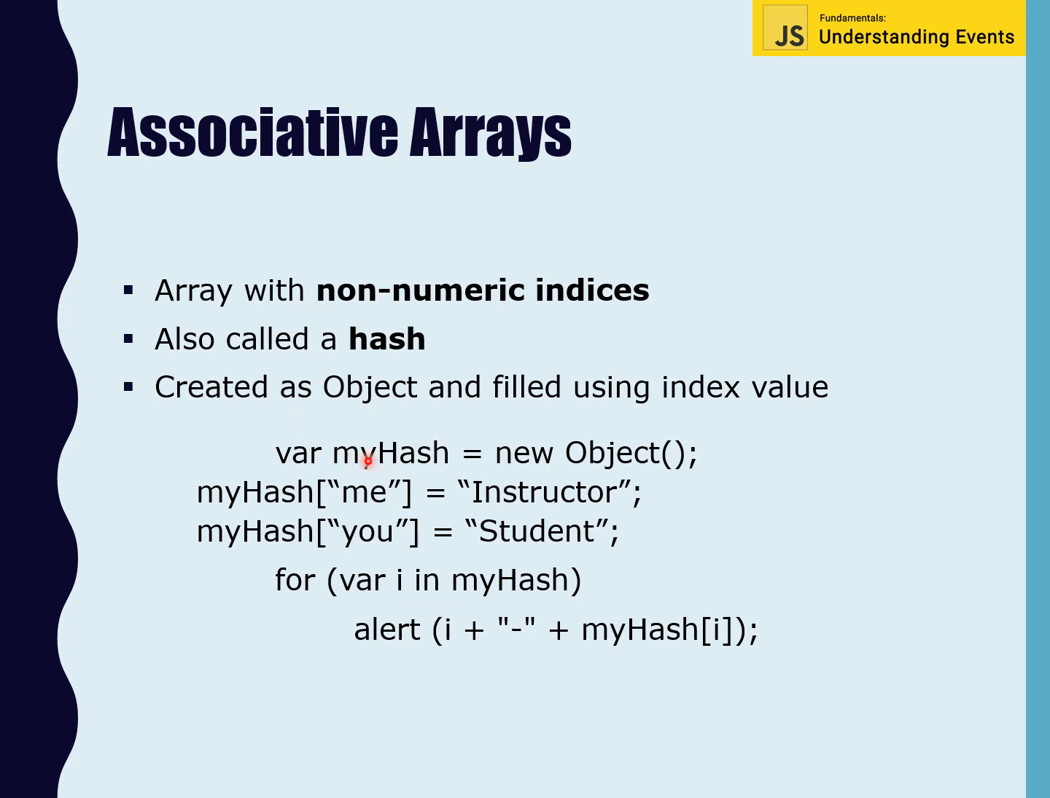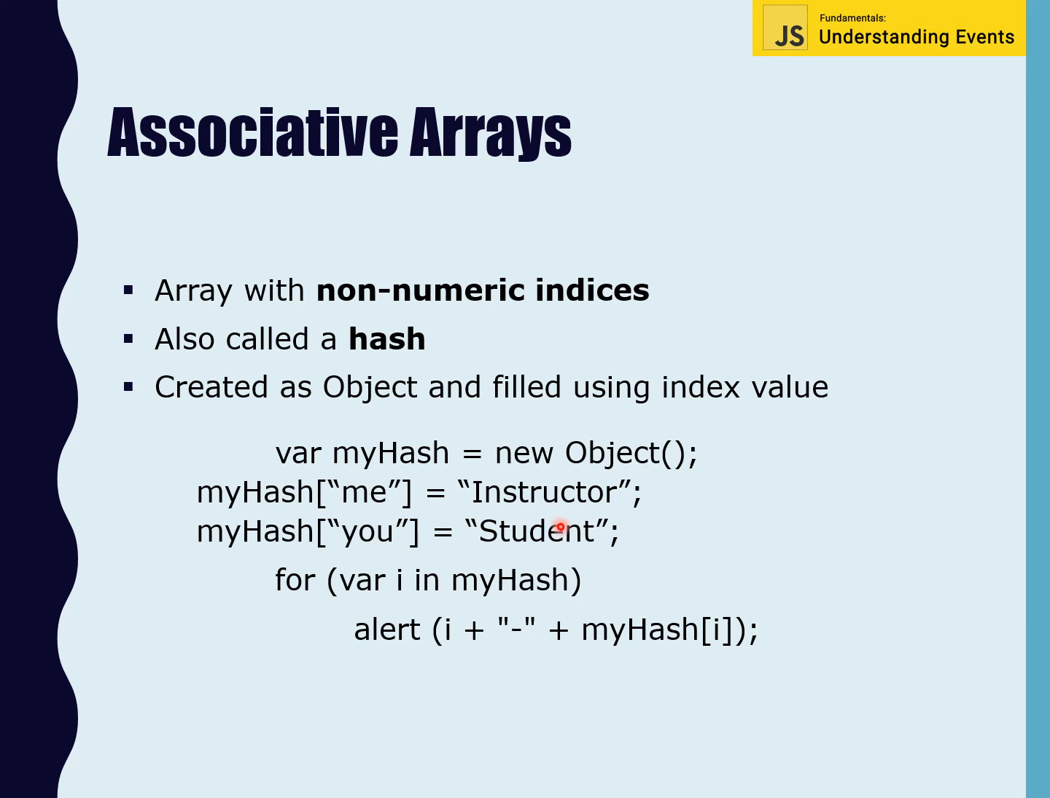Variable myHash is equal to new Object. So this is a new object, and the name of that object is myHash. myHash me is equal to instructor. myHash you is equal to student. So the array will be created like this. The index values are me and you. These are the key values. The value in me is instructor and the value in you is student.